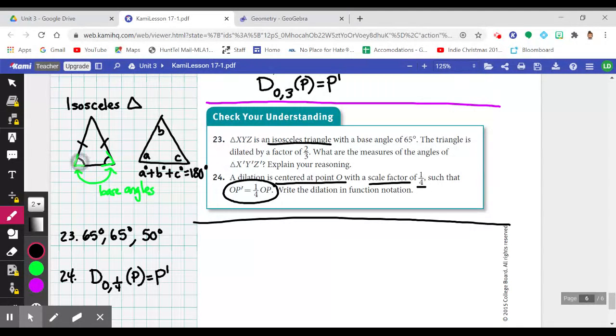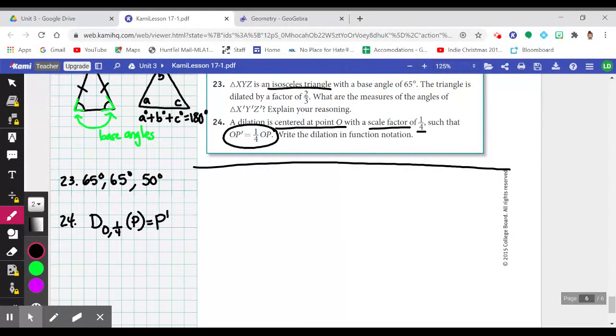Well, 65 plus 65 is 130. How many more degrees do I need to make 180? Well, that's 50. So the three measures of the isosceles triangle, even dilated by a scale factor of 2/3, are 65, 65, and 50, the same as triangle XYZ. I think that's really important to emphasize here.